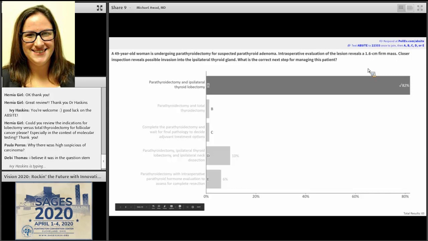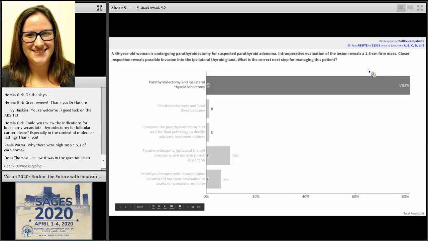Dr. Rosenbluth, yes. Going back to our previous question, there was something in the chat room about the indications for lobectomy versus total thyroidectomy for follicular cancer, especially in the context of molecular testing.